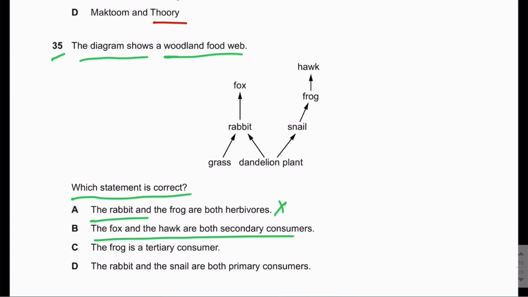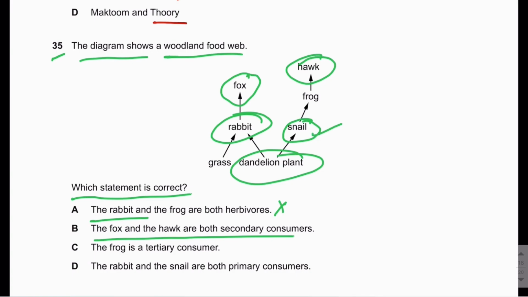Guys, fox is the secondary consumer over here because grass is the producer, rabbit is the primary consumer, fox is the secondary consumer, but hawk over here is not the secondary consumer. Hawk is the tertiary consumer because dandelion plant is the producer, snail is the primary consumer, frog is the secondary consumer, and hawk is the tertiary consumer, right? So this is wrong.